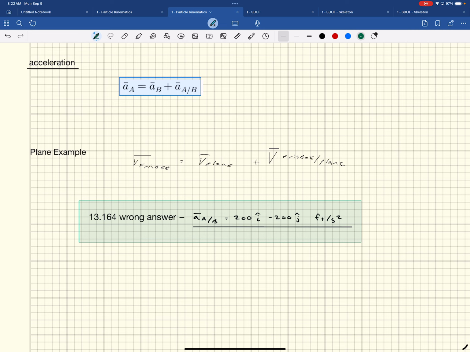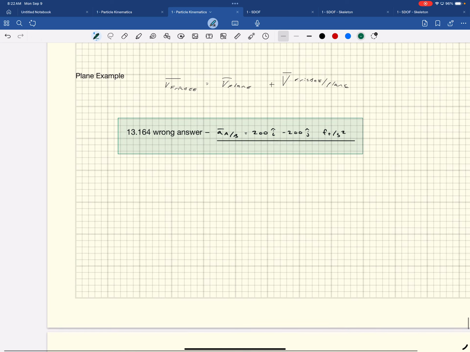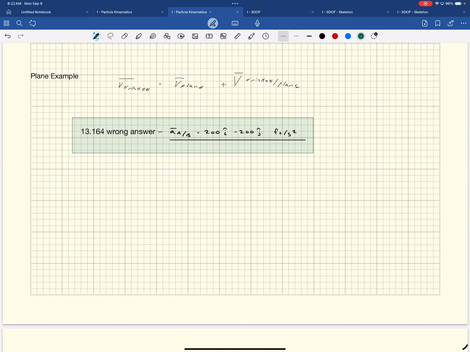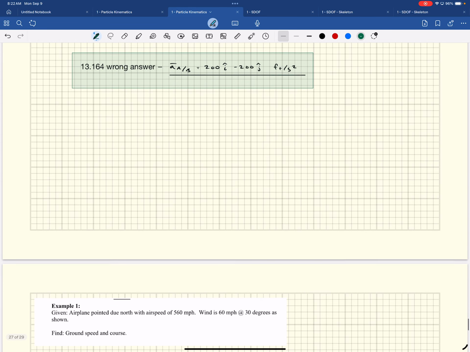I hate it when the back of the book gives wrong answers for practice problems, because here you are trying to learn the subject, and you keep getting the right answer, but the back of the book says it's wrong, and you're trying to convince yourself why. In this case, they absolutely got it wrong. Acceleration of A as seen from B is 200 in the I minus 200 in J feet per second squared.